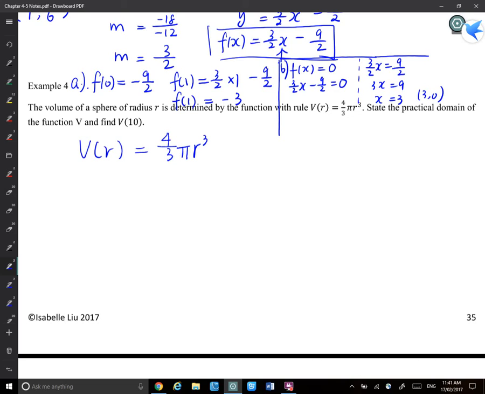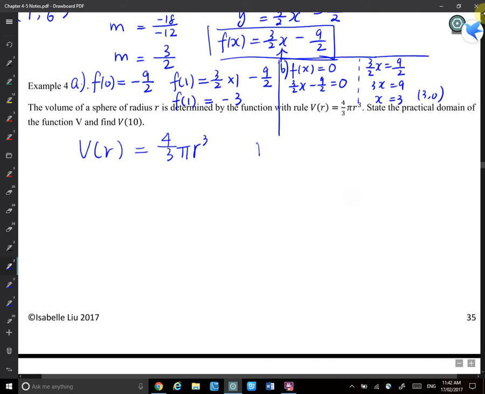But think about this function. If it's the implied domain, r can be anything, right? r can be anything because there is no denominator, no square root, no fourth root, no logs. So that should be anything. The implied domain is R, all real numbers. But the practical domain, r will belong to 0 to infinity.